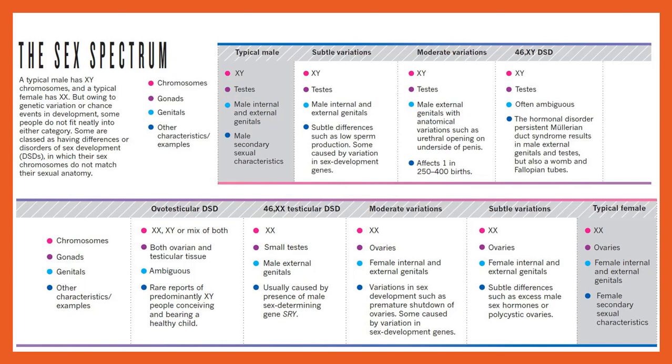The Ainsworth article includes this chart, which details some of the specific differences in development related to gender and the various configurations of chromosomes, gonads, genitals, and other characteristics.